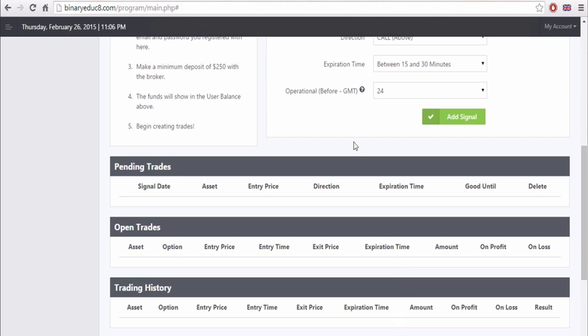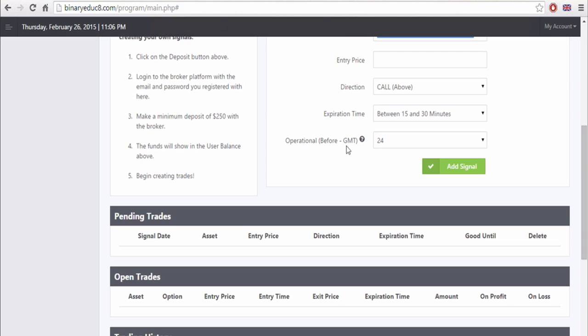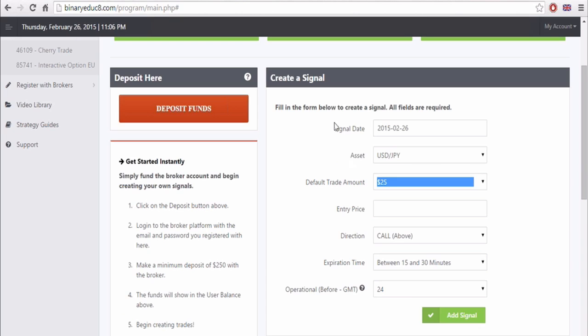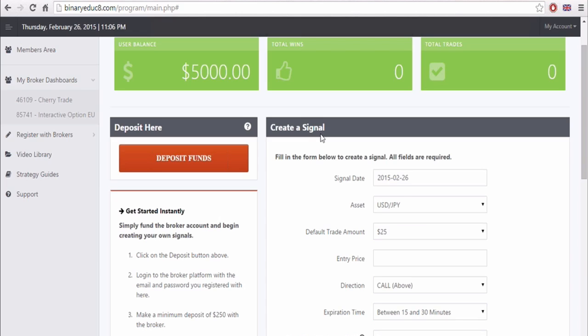Just one thing to point out is that pending trades does not mean necessarily that it will activate. There are some conditions, obviously, including the entry price. From time to time, you will have a trade that will not execute because at the time that you entered it and you gave the range of the execution, that expiry was not available. So that does happen from time to time, that you can put in a signal and it may not fit the correct criteria to trade. Okay, so that's basically what you have here on BinaryEduc8.com.